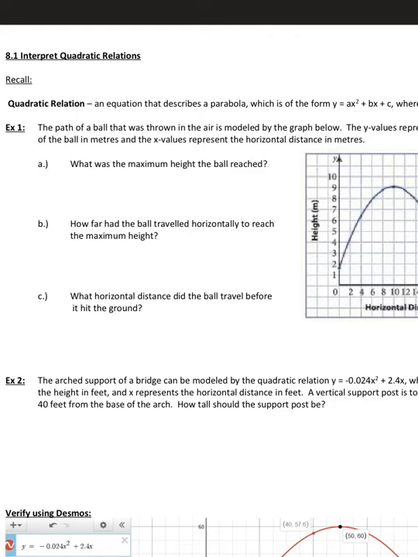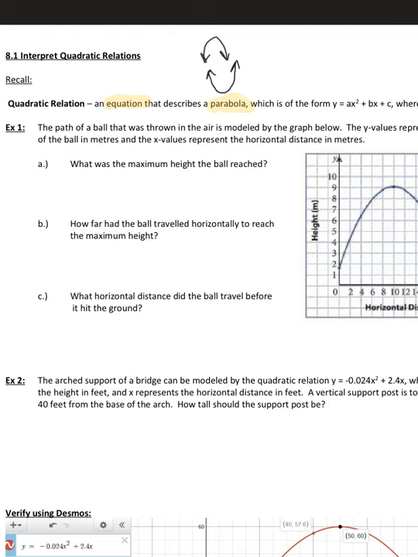So we're going to talk about quadratic relations, and you need to recall that a quadratic relation is just any type of equation that describes a parabola. And remember that parabola, that's this bowl-shaped curve, right? So we can have a parabola that looks like a bowl opening up, or we can have a parabola that looks like a bowl facing down, okay? So a smile or a frown.